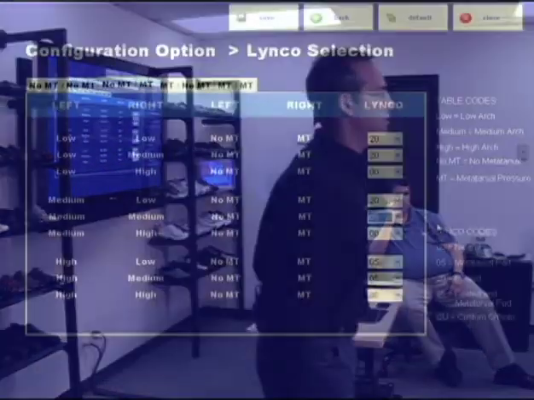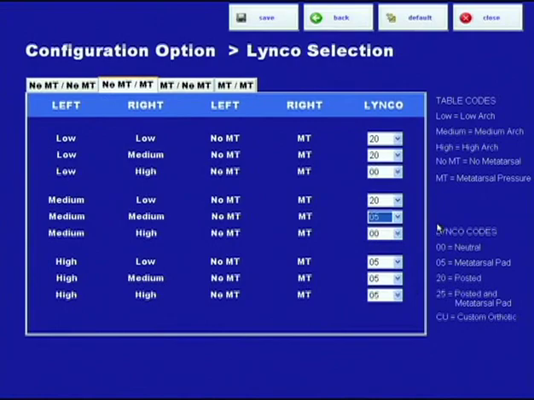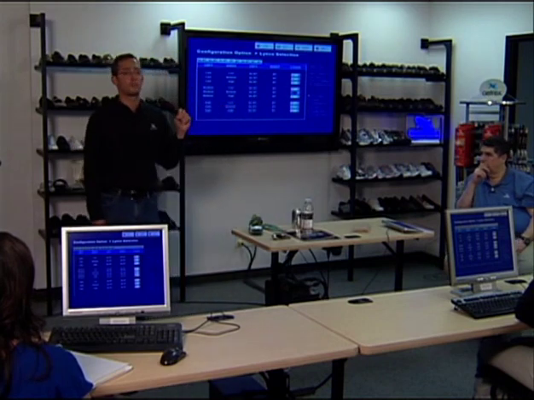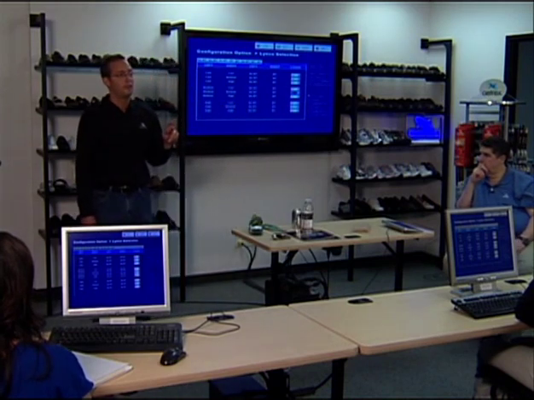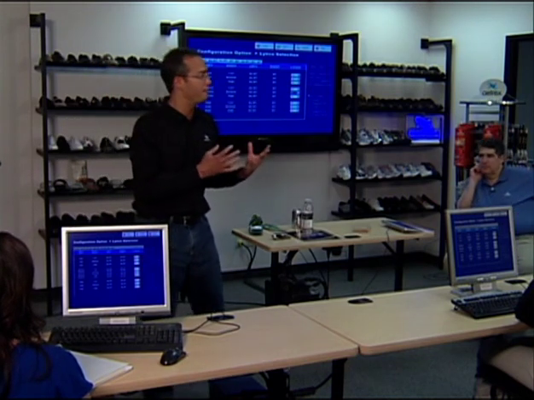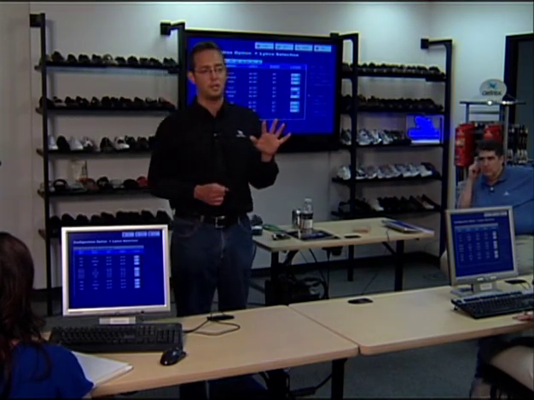Anyone want to guess what the most common adjustment to this is? Kind of a tough question. No met. The most common one is that a lot of stores don't carry the 25s, because the 25 is only 5% of the population.